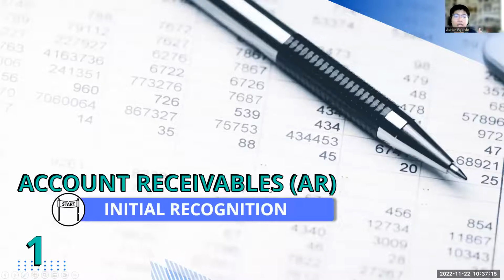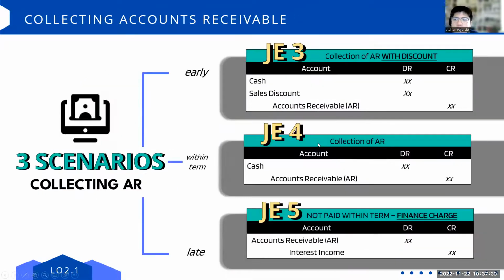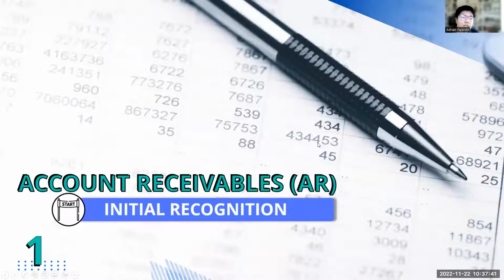So we're done with the initial recognition. Very simple, very straightforward. Memorize the journal entries, understand the business transaction, and then please be a master in creating an AR account with the following guide. And then know by heart that in initial recognition, AR is measured at fair value. So now, we're done with initial recognition.